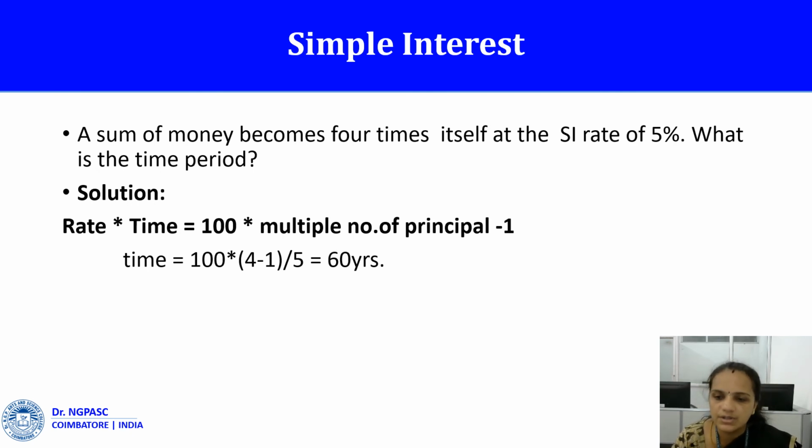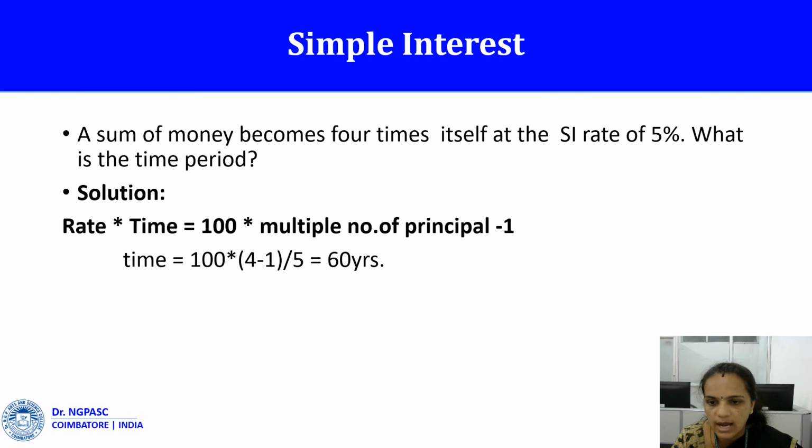Here the rate of interest is given. So 100 becomes 400, and the extra amount we pay is 300 rupees. So 300 divided by, since the rate of interest is given, the rate of interest. So 300 by 5, that is equal to 60 years. This is a shortcut. So without a pen and paper, we have to do it.